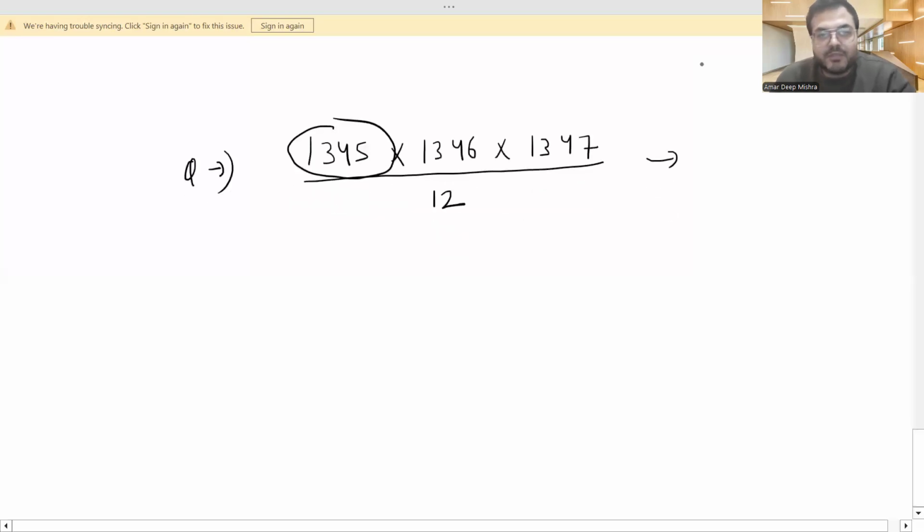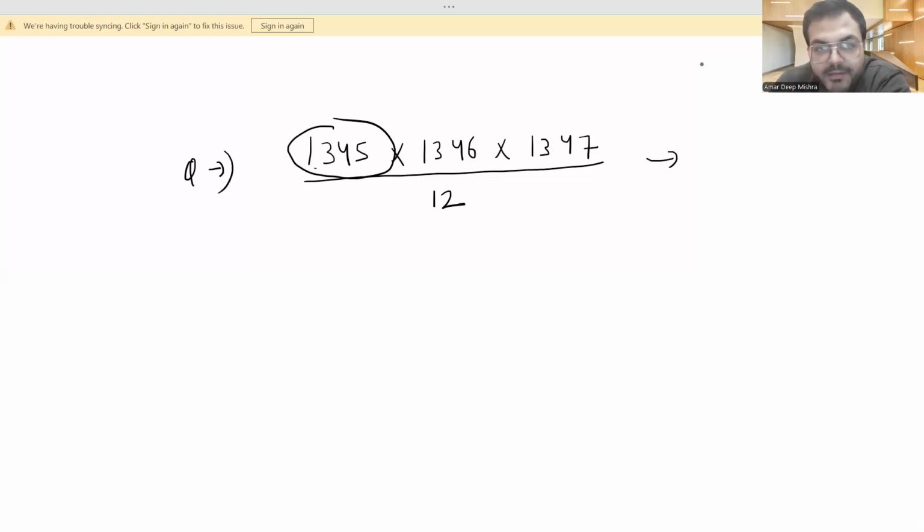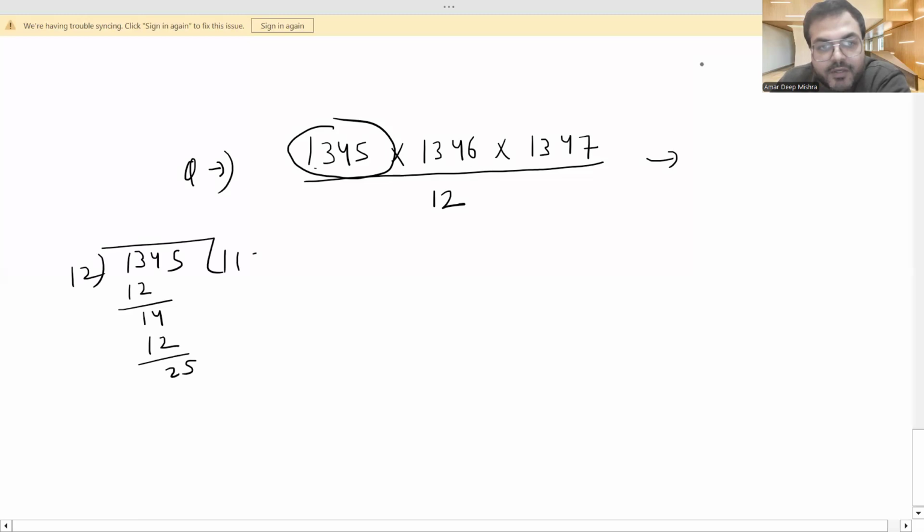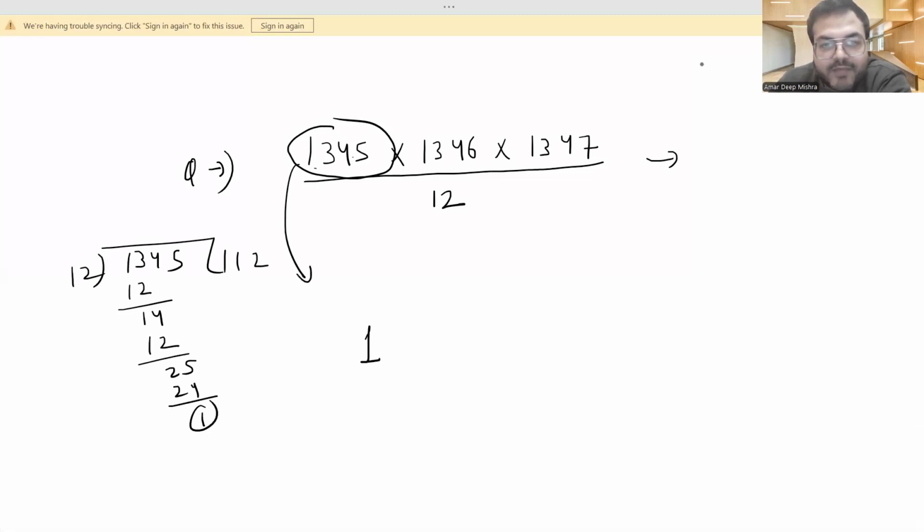Similarly, for this question, if I divide 1345 by 12, how much will be the remainder if I'm dividing this number by 12? So 1345 divided by 12, I'll be getting how much? 12 ones are 12, then 14, 12 ones are 12, then 25, 12 twos are 24, remainder is 1, right? So from this number, I'm getting a remainder of 1. So in place of 1345, I can write 1 in the next step.